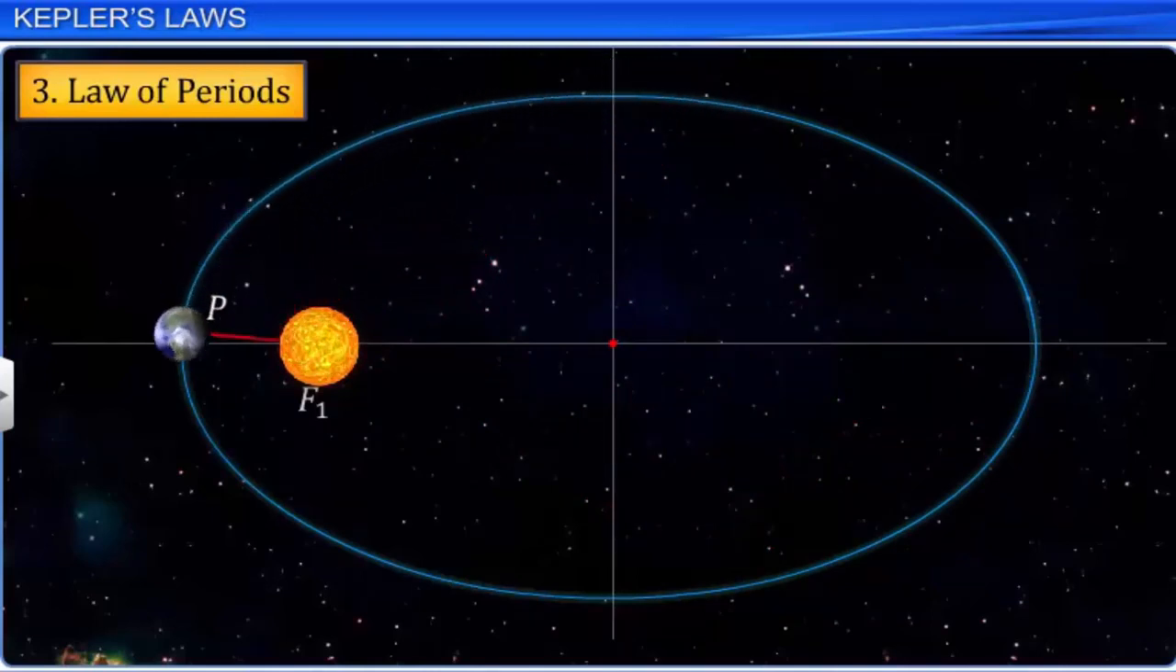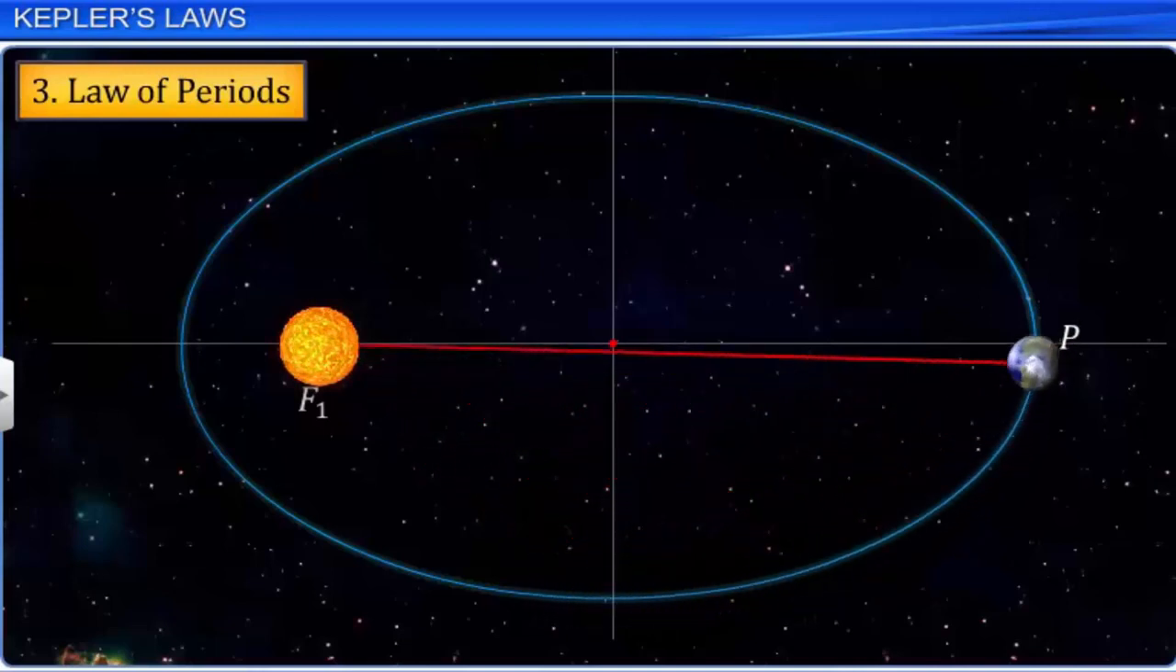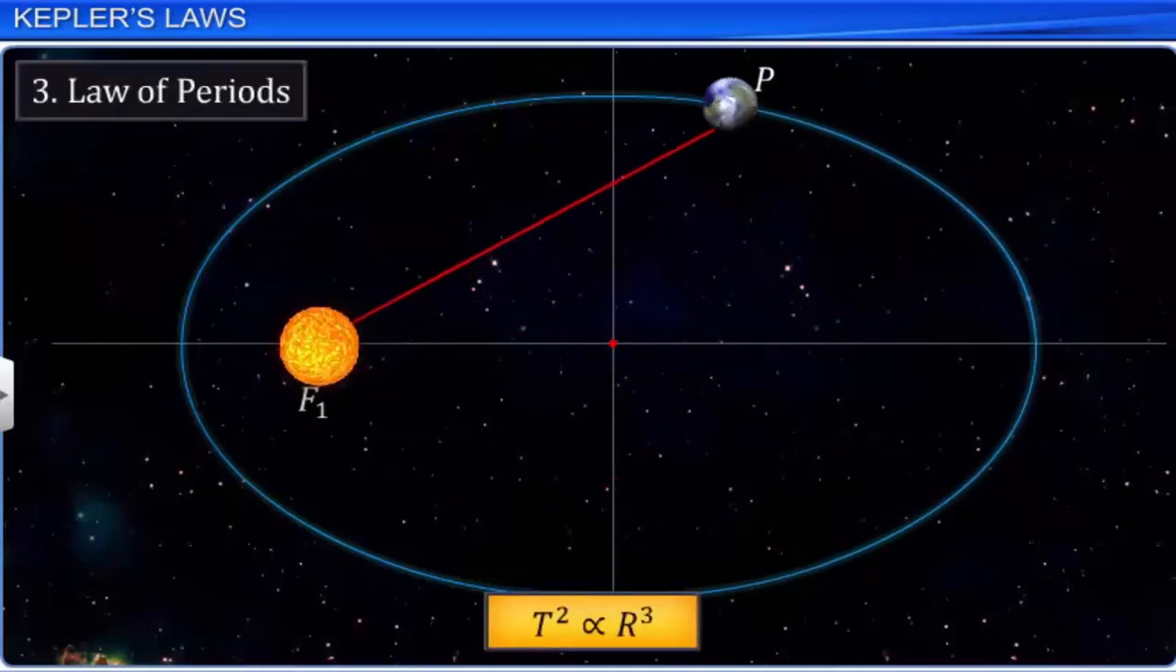Kepler's laws revolutionized the field of astronomy and have helped people understand the configuration and movement of planets better.